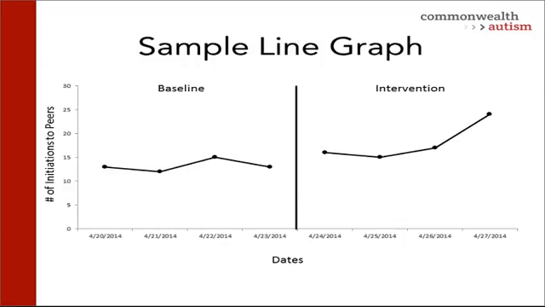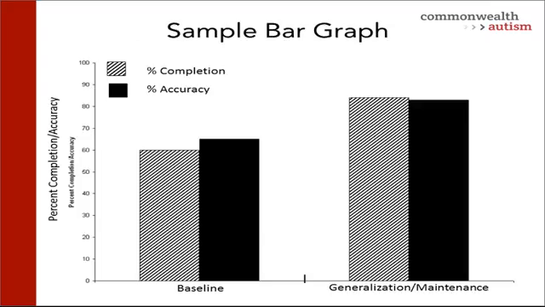Here's another example of a sample line graph. This time we're looking at the number of initiations to peers over several dates. You can see where there's baseline, an intervention was put into place, and then the data points included over the intervention. Here's an example of a bar graph. On this particular graph, we're looking at percent completion over accuracy in baseline, and then in the generalization and maintenance phase.